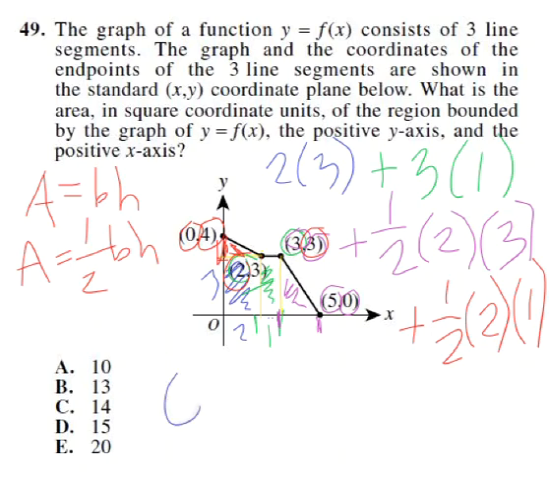So 2 times 3 is 6, plus 3 times 1 is 3, and then 1/2 of 2 times 3, so 6 times the 1/2, is 3 again. And then our last one, 1/2 of 2 times 1, is only going to be 1. When we add these up, we have 6 plus 3 plus 3 plus 1. The answer is going to be 13, B. And there you go. The area inside of that bounded region is going to be B, 13.